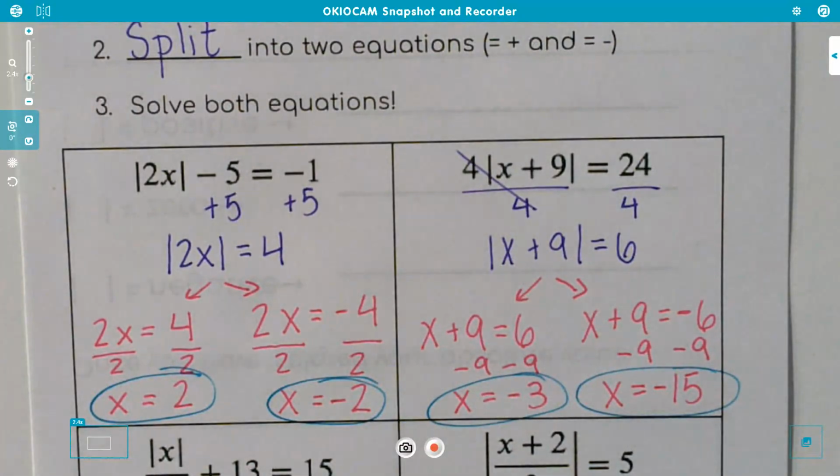Okay, so both of these, we got the absolute value by themselves. We got the absolute value by itself, then we split, then we finish solving. Sometimes there's a lot more work to do at the beginning or a lot more work to do at the end. So those are the last 2 examples we're going to see here.